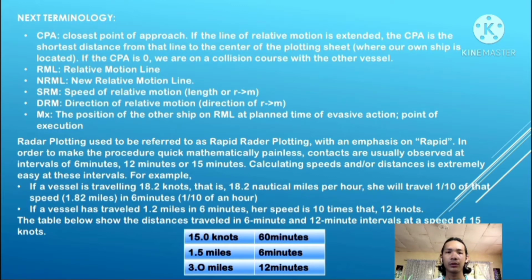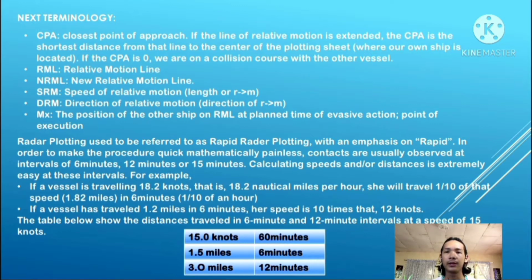The table shown below gives the distances traveled in 6-minute and 12-minute intervals at a speed of 15 knots. 15 knots is equivalent to 15 nautical miles in 60 minutes.